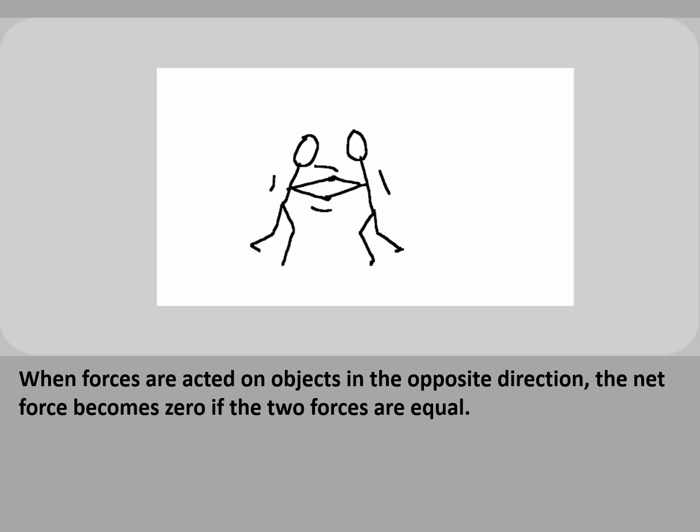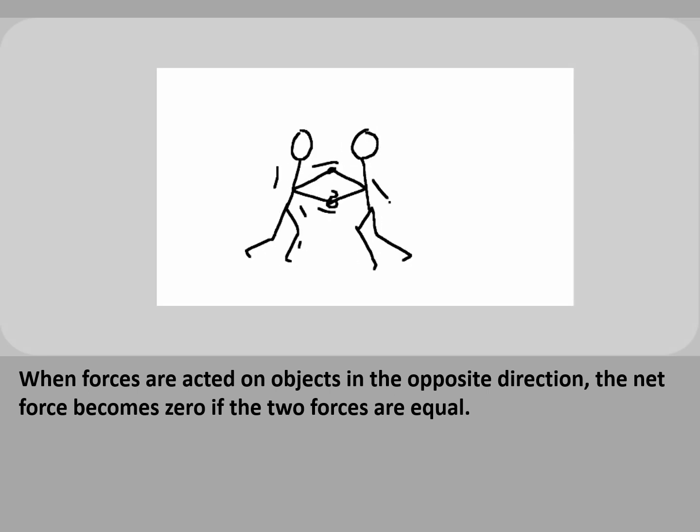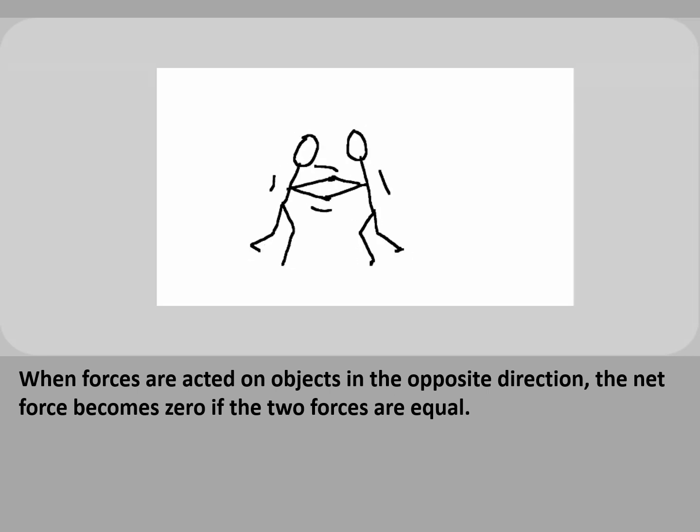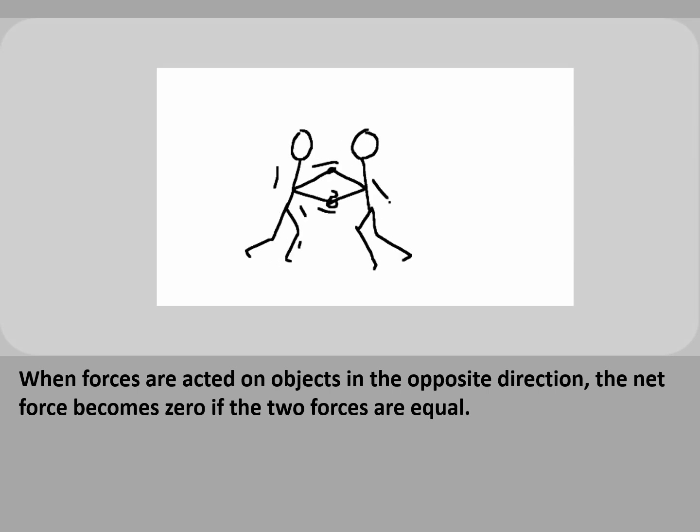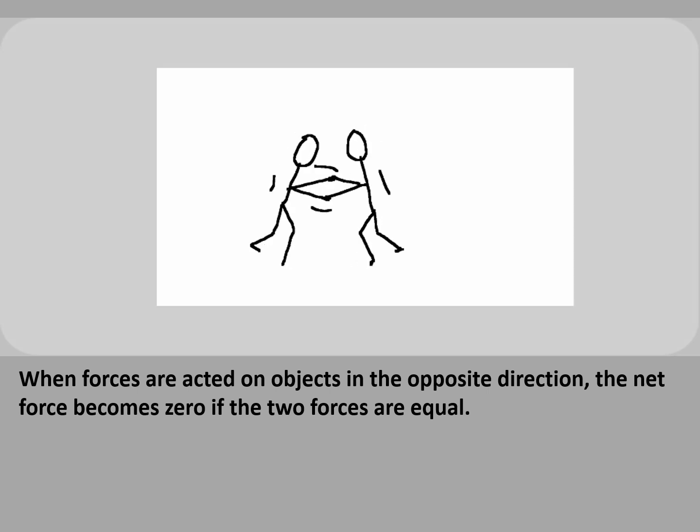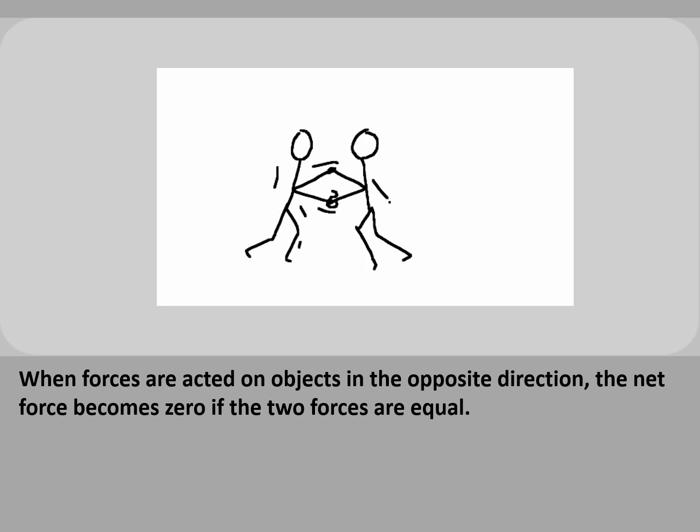So we can say that if one of them is stronger than the other, then they can move. The stronger one will move the weaker one, and can win. But if they are of equal strength, they will not be able to move, and hence we say that the resultant force is 0.